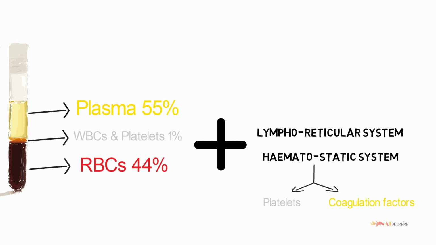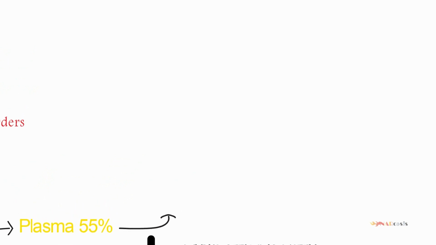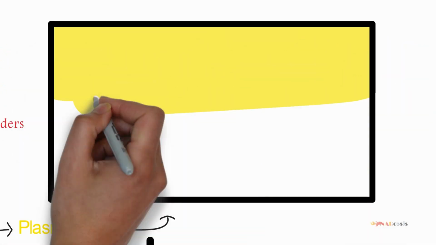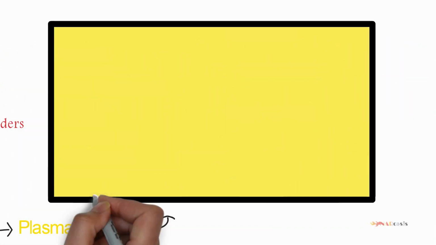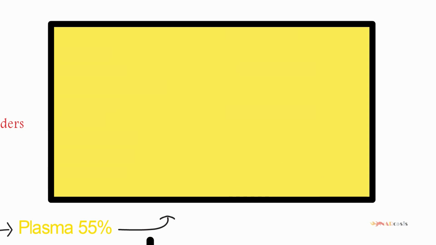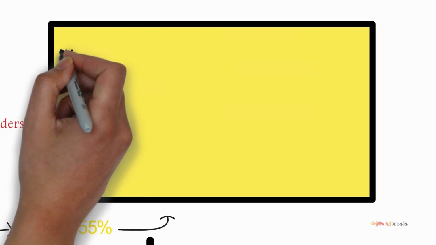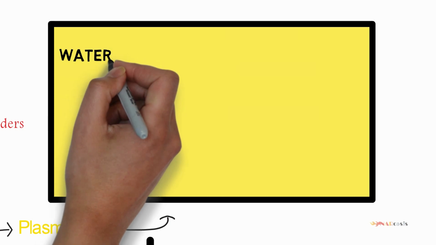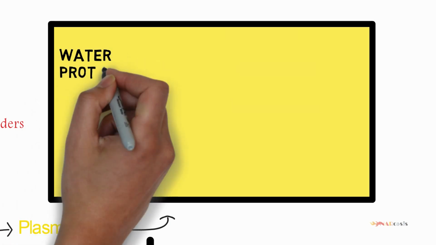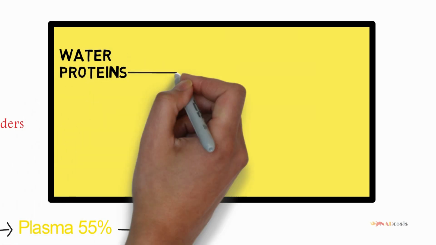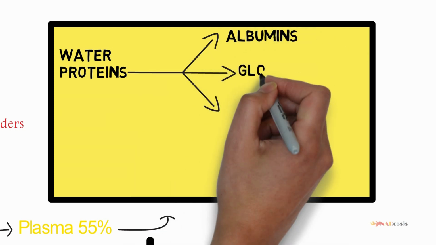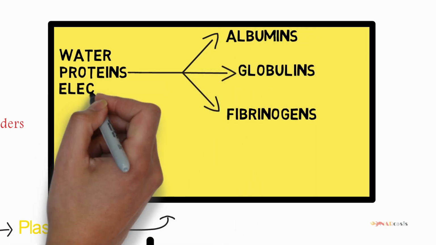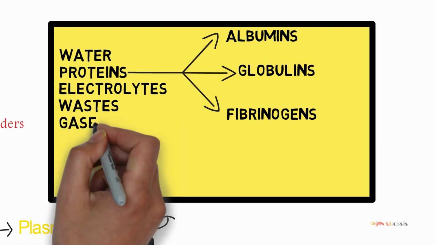Plasma in physics is the medium that contains unequal positive and negative particles, so the overall charge of the plasma is roughly 0. This is the same with the blood plasma. And the particles are mostly water, which represents up to 95% of the plasma, dissolved proteins, which are albumins, globulins, fibrinogens, also electrolytes, waste, gases, nutrients, hormones, and lastly vitamins.